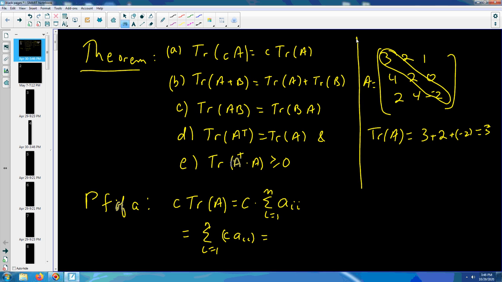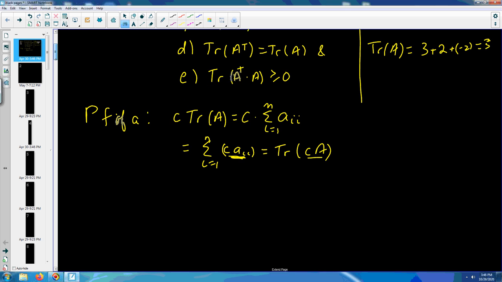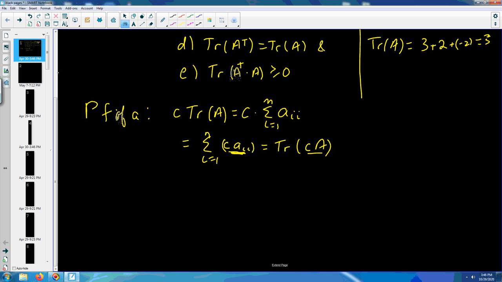But that's just the trace of CA, because this is the elements on the diagonal of C times A. That completes the first proof. Now we want to prove this. Proof of B.